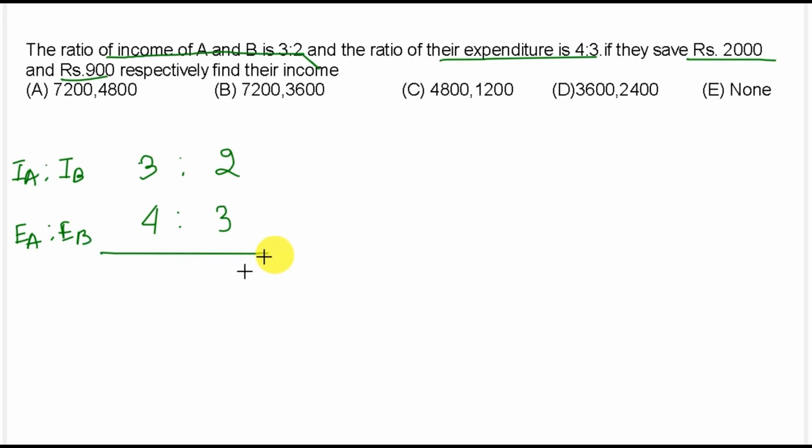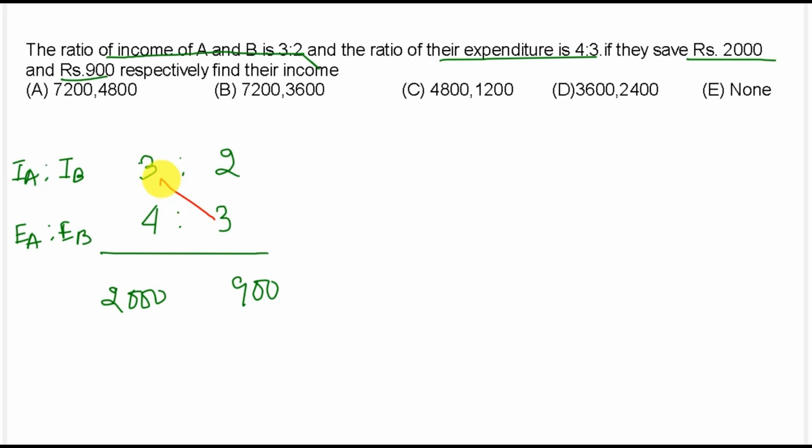Okay, and then what is given here, the savings are 2000 and 900. So here we are going to write 2000, and on the side of this B we will write 900. Now in this method we are going to use the cross product method. Okay, this is the shortcut.